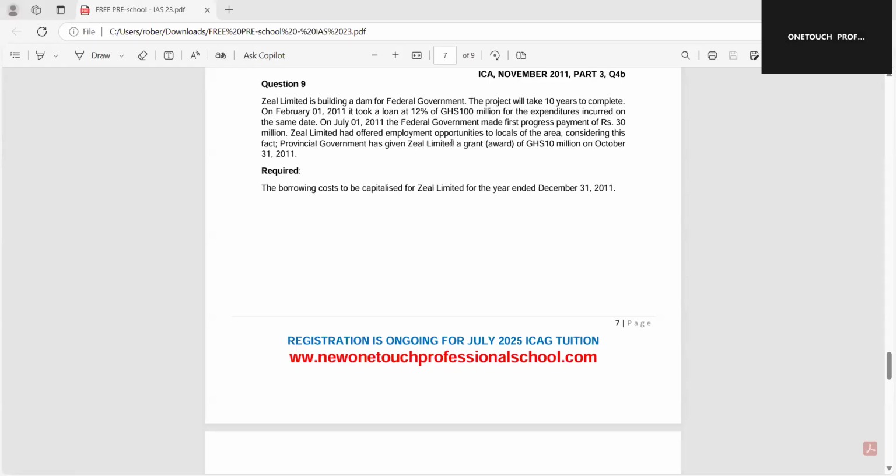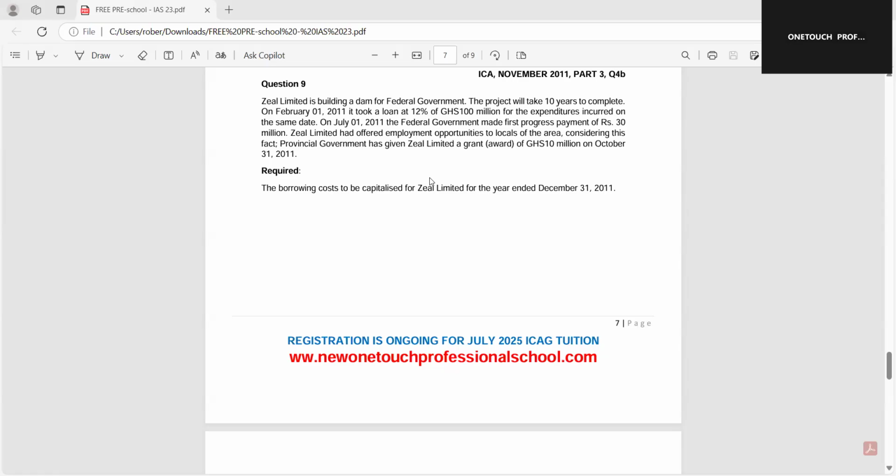Zeal Limited is building a dam for federal government. The project will take 10 years to complete. On February 1st, 2011, it took a loan at 12% of 100 million Ghana cedis. Go to the requirement so that it will be easier for us. You are required to apply the borrowing cost to be capitalized for Zeal Limited for the year ended 31st December 2011. So we are looking at the first year, right?